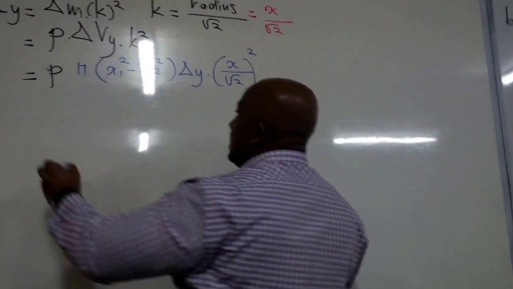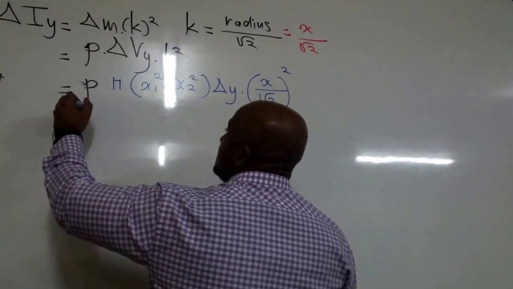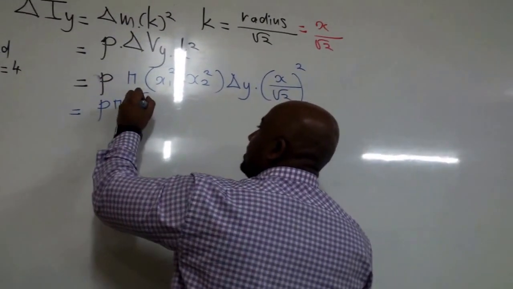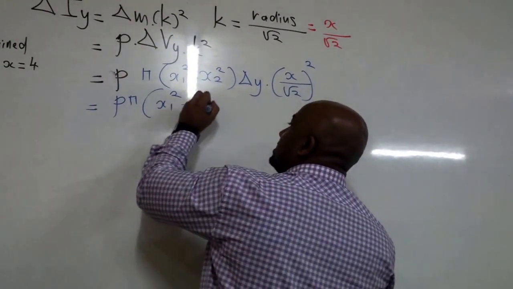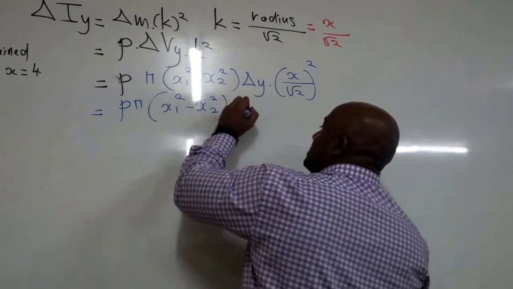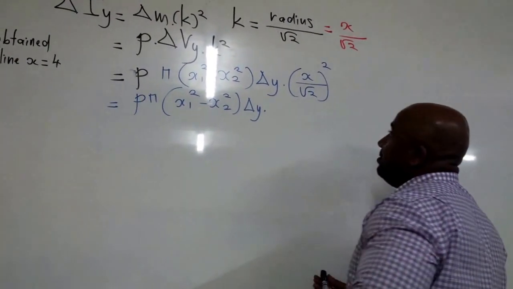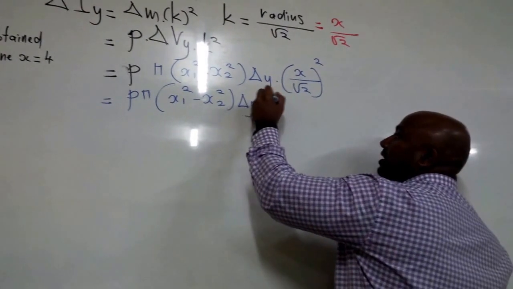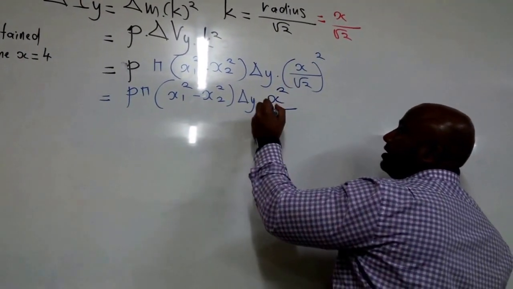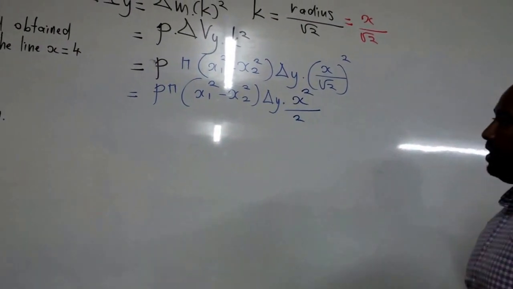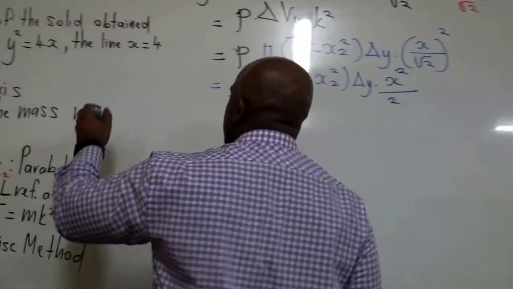Now let's see what happens here. We're going to get pi times x1 squared minus x2 squared, times delta y, times, when we square this, x squared over 2. Now let's write this down neatly for our total.